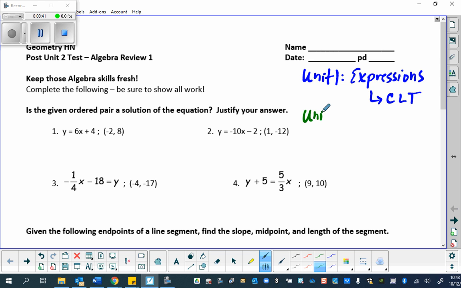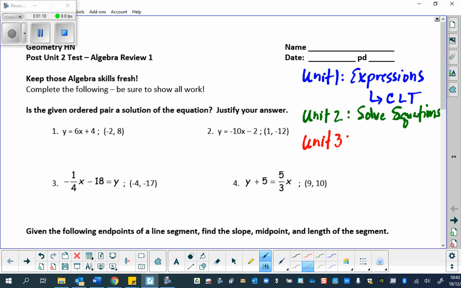In algebra, when you had Unit 2, that was where you learned how to solve equations. And when you learned about solving equations, that's when you learned about all your properties of equality, and you learned about how to simplify different sides of the equation and work your way down to having a value for x.